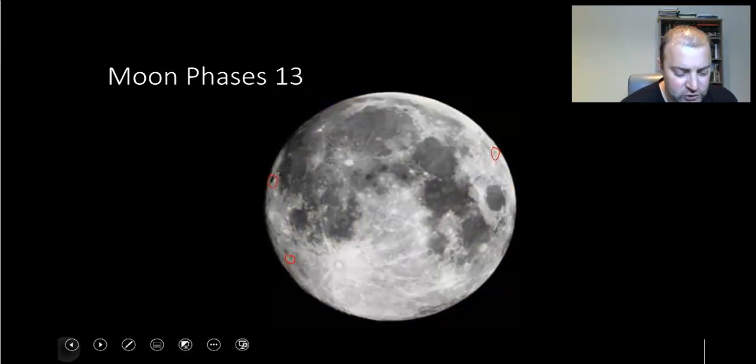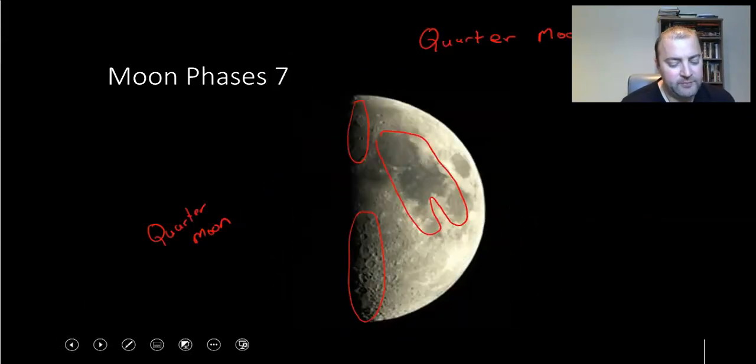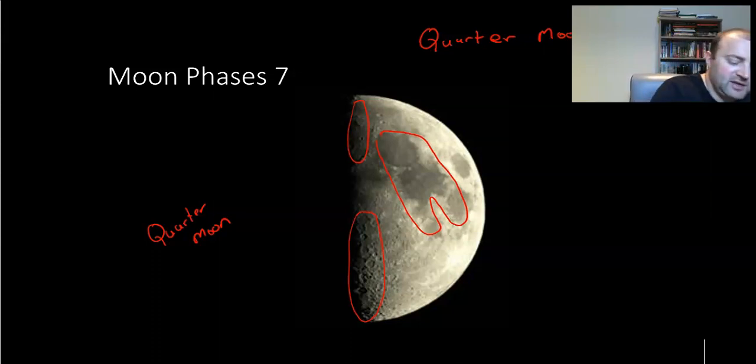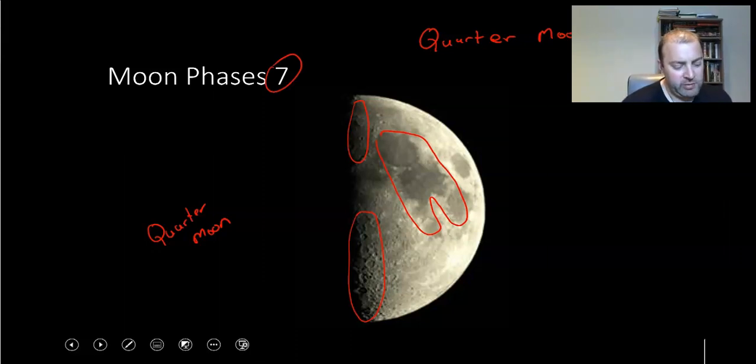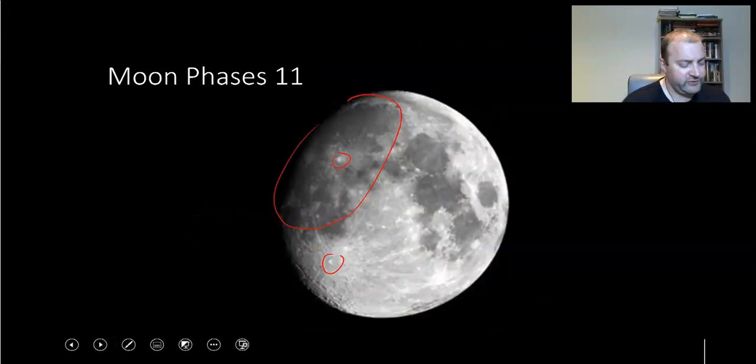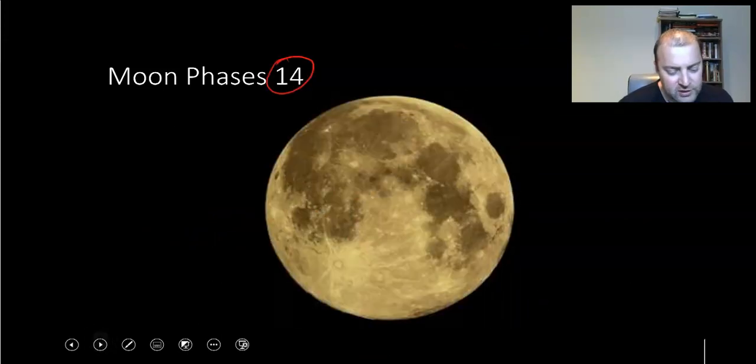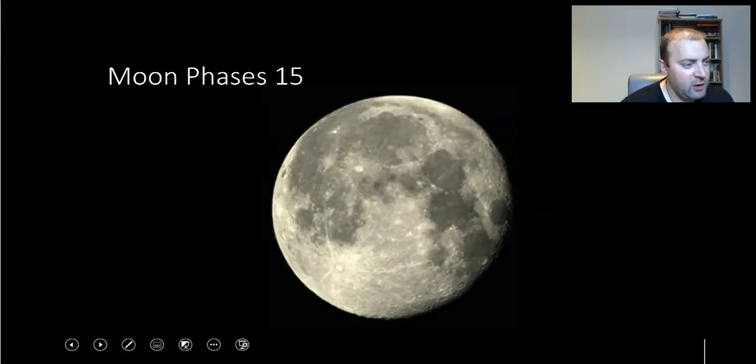Now I'm going to jump back to slide 7 real quick, and remember, this was our quarter moon. So if it takes us 14 days to go from having no moon, we call that a new moon, to having a full moon, then the quarter moon should be exactly halfway between that, and we see that that is on day 7. Okay, so that is something we can make note of there. All right, so let's move on to what happens after 14.